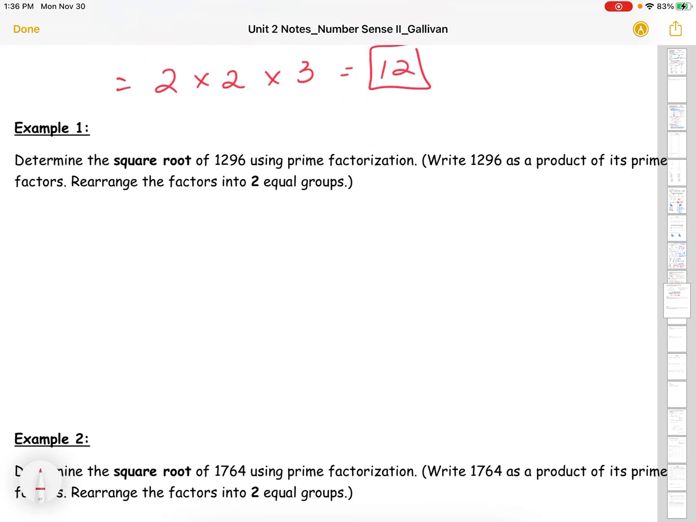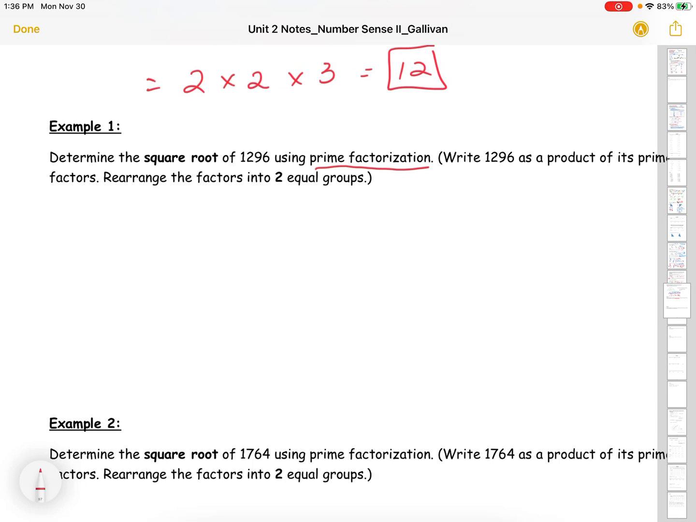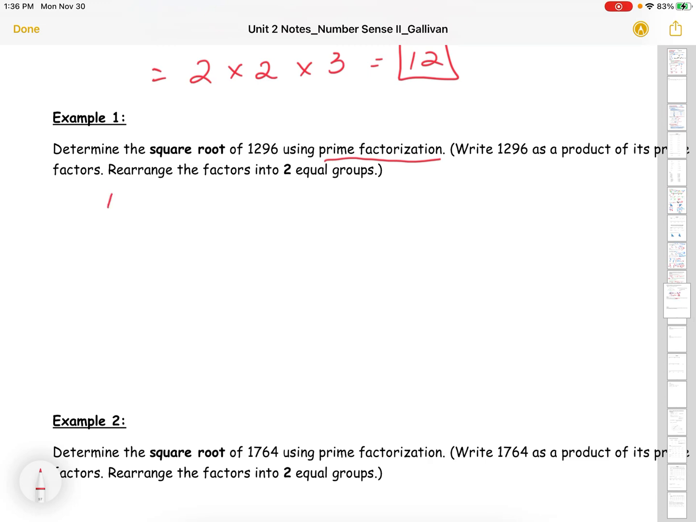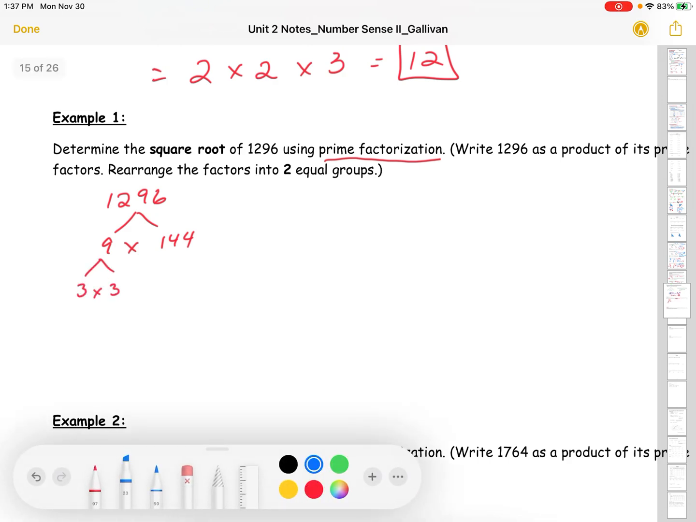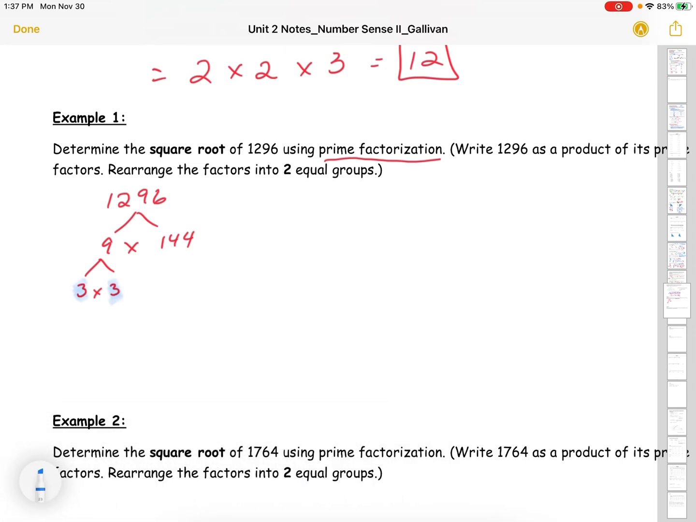All right, determine the square root of 1296 using prime factorization. And yes, I know, you can use your calculator, miss, and it tells me, but we're going to use prime factorization to do it. 1296. So if I factor that, it's 9 times 144. 9 is 3 times 3. So those are prime numbers, so we can highlight those and say, oop, we're done. Okay. 144 is 12 times 12.